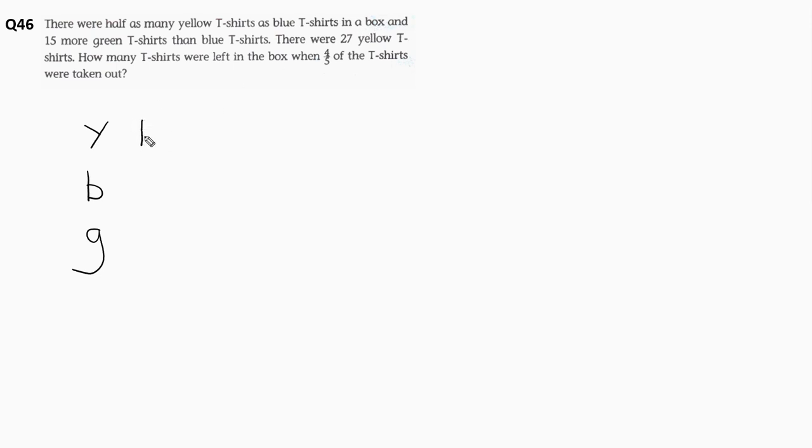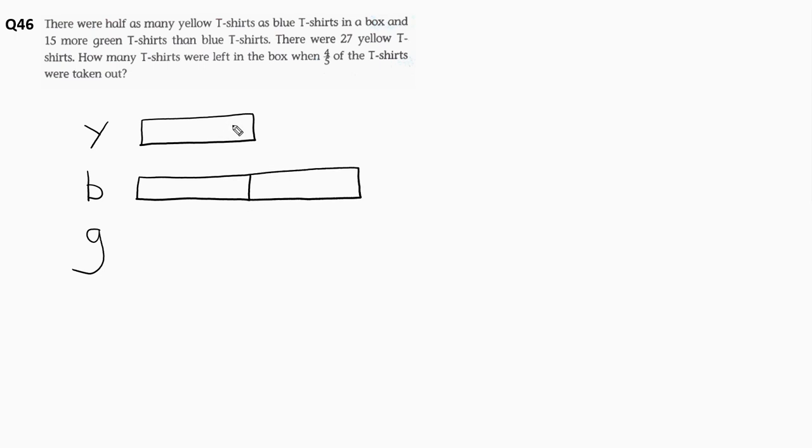Okay, so I'm going to draw a bar for yellow, and it says there were half as many yellow as blue, which means there were twice as many blue as yellow. So you've got to practice using this kind of language and swapping it round. So half as many yellow as blue, which means I need to give blue twice the amount. Now you can see yellow has half as many as blue. Okay, so I'm happy that I've got that.